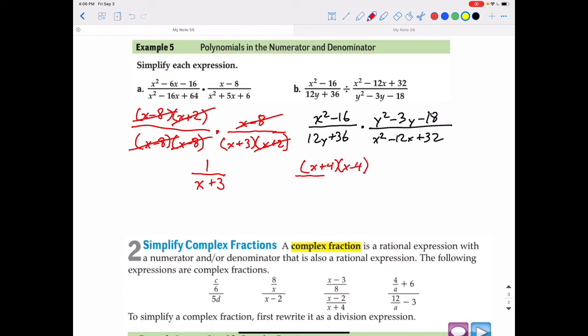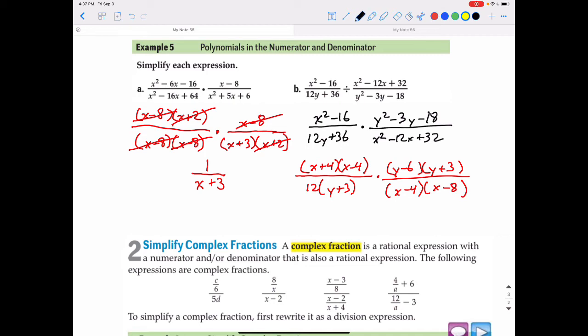For 12y plus 36, I can factor by distributive property out a 12, leaving me with y plus 3, times. The second rational expression's numerator could be y minus 6, y plus 3, and the denominator can be x minus 4, x minus 8.